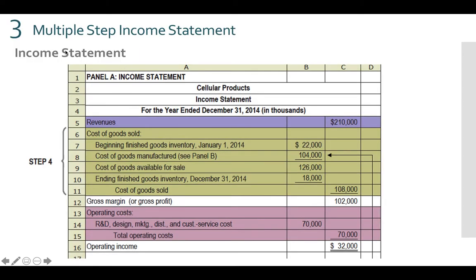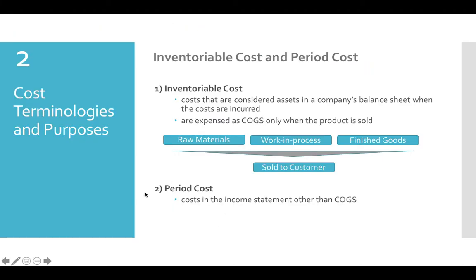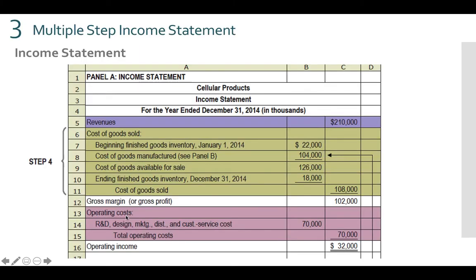And for the last topic, we will learn how to make a multiple step income statement. So as the name itself, the bottom line of this statement would be operating income. And there are three main components of this statement, which the first one is revenues, the second one is cost of goods sold, and the last one is operating cost. Or as we've talked about, the operating cost is the period cost. So it is always expensed in the period when the cost is incurred.